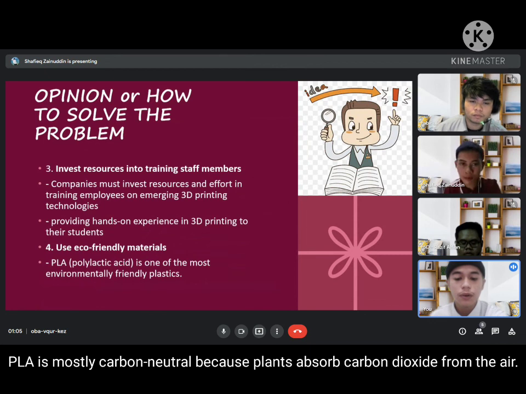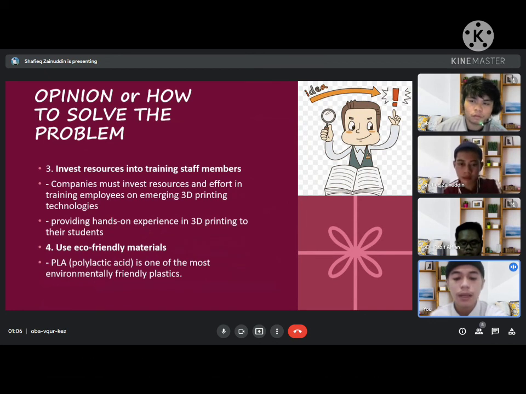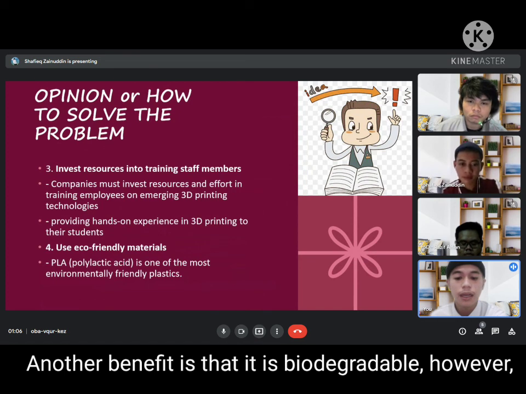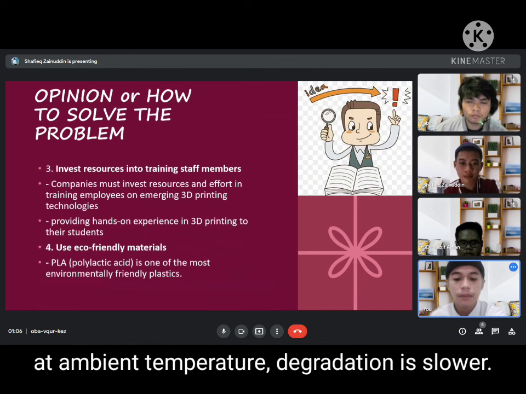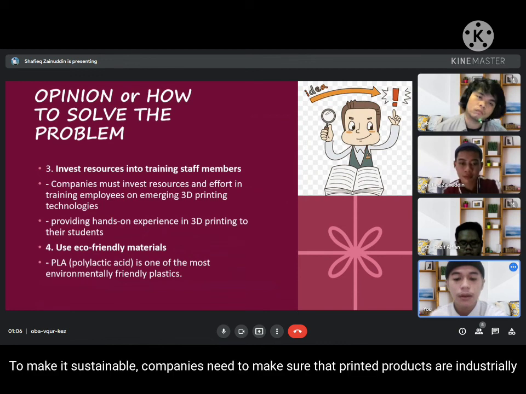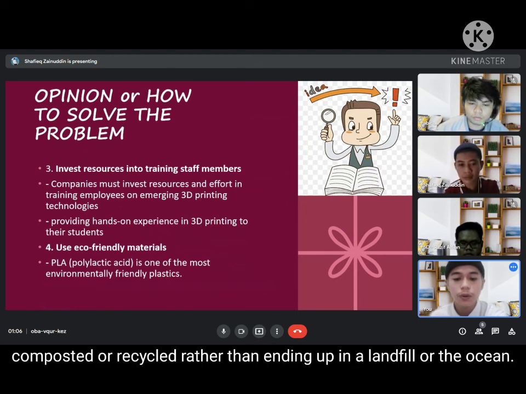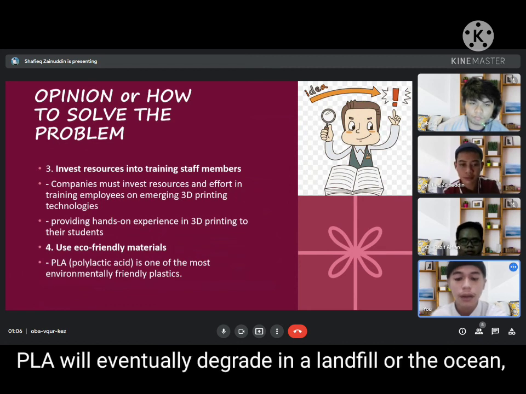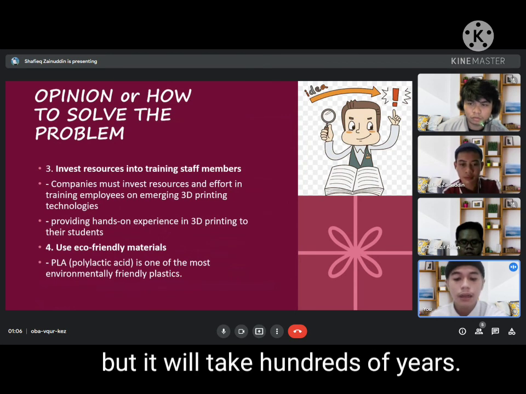PLA is mostly carbon neutral because plants absorb carbon dioxide from the air. Another benefit is that it is biodegradable. However, at ambient temperature, degradation is slower. To make it sustainable, companies need to make sure that printed products are industrially composted or recycled rather than ending up in a landfill or the ocean. PLA will eventually degrade in a landfill or the ocean, but it will take hundreds of years.